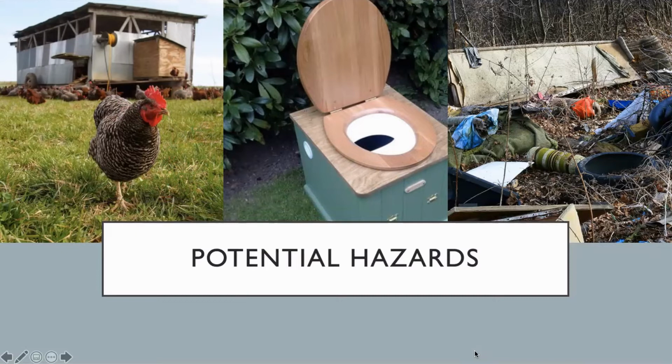What are the potential hazards in these particular examples? The chicken trailer and composting toilet may be a source of biological contaminants from raw manure. Junk piles, which are very common on farms, can be a source of chemical contaminants from old fuel tanks, machine parts, or chemical drugs, and physical contaminants such as broken plastic, wood, metal, or glass.